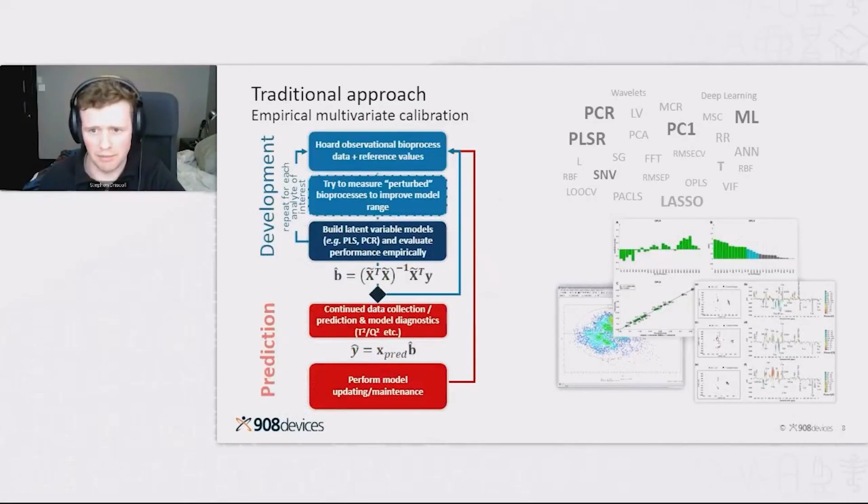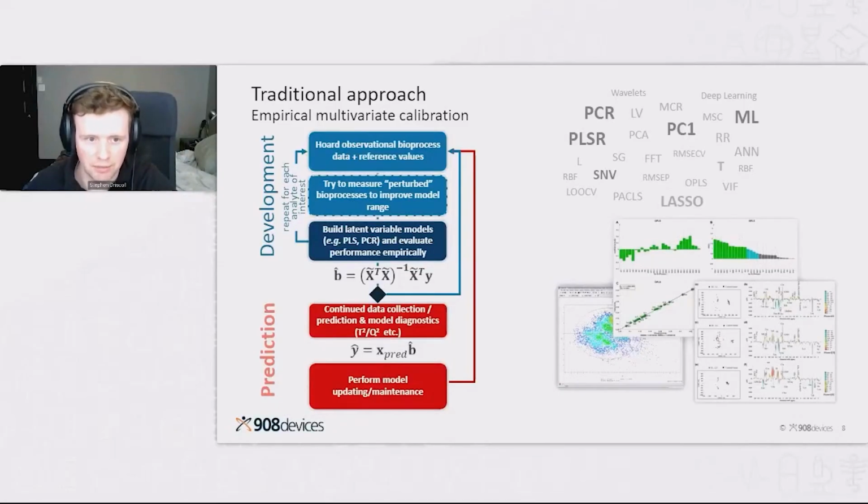All of these, I'm not mentioning all of the other ones on the top right, but there's a ton of them, fall into the same kind of workflow of what you would actually do in practice. And you can split this up into two stages, the development and the prediction stage. Step one is you need to hoard a ton of observational bioprocess data along with reference values to begin building these models. If you're smart enough, you'll try to measure perturbed versions of the bioprocesses that you wish to predict, just to increase the application range of your model. And then you start trial and erroring.